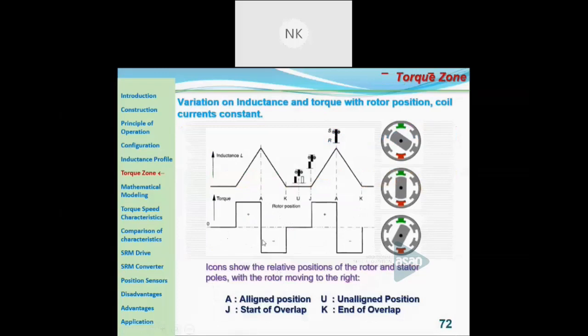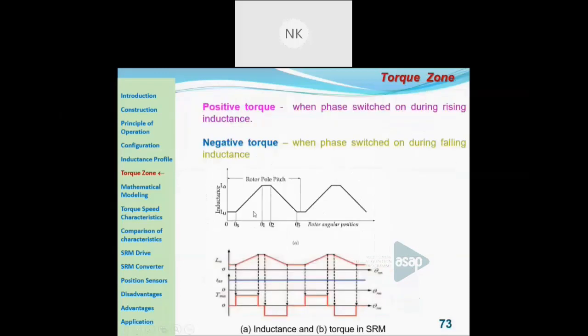Here also you can see the four points A, K, U and J. A represents the aligned position where the inductance is maximum, and K represents the end of overlap. U represents the unaligned position where the stator and the rotor are not aligned, not in synchronism. J is the start of overlap, which means both will be almost in synchronism with each other. And then the A position again, you can see it is the aligned position. And here also you have a positive torque.